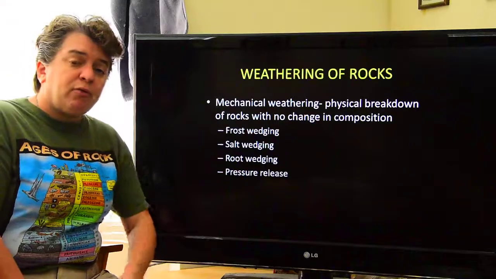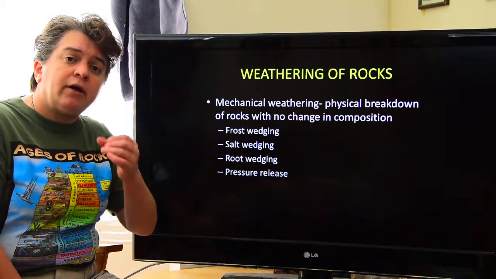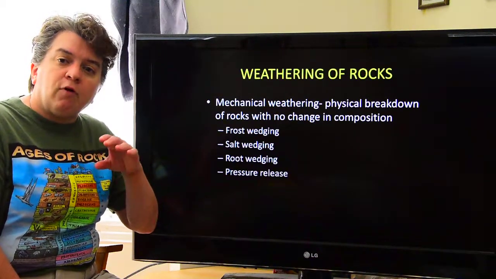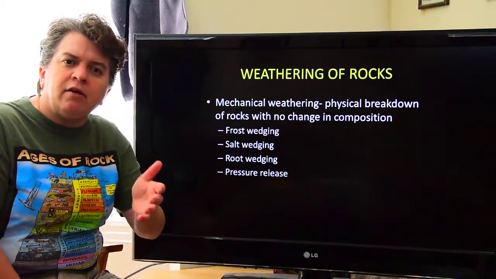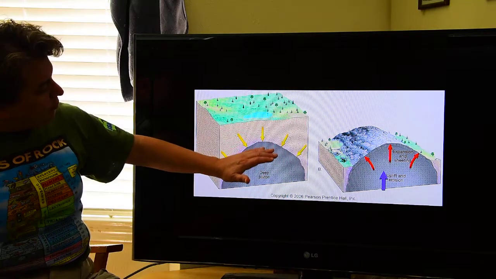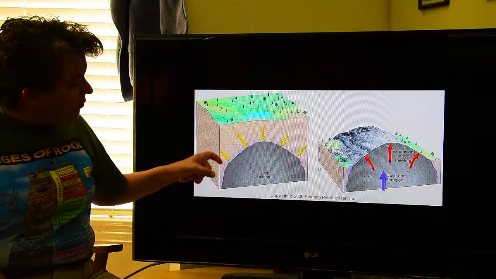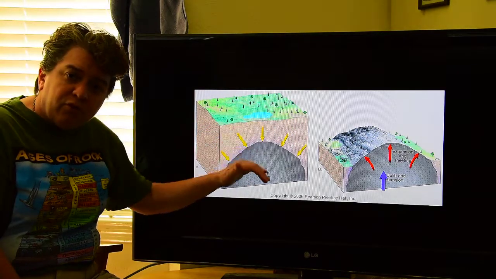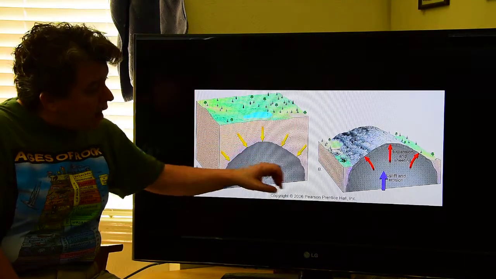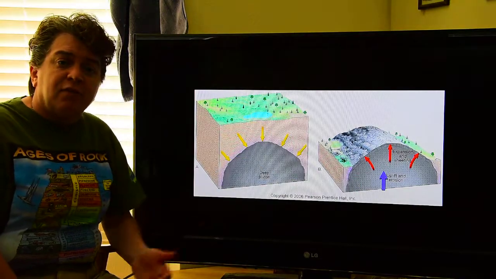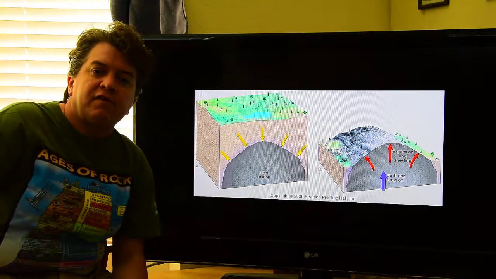And then we have pressure release. Pressure release is a type of mechanical weathering that only occurs in rocks that formed deep, deep underground, like igneous intrusions, igneous rocks like granites. So this rock formed deep underground, many, many miles down below the surface, and so there is all sorts of pressure pushing on that rock. Then when the rock above it erodes away and this rock is exposed at the surface, it starts expanding a little because it's not being forced to stay together anymore.